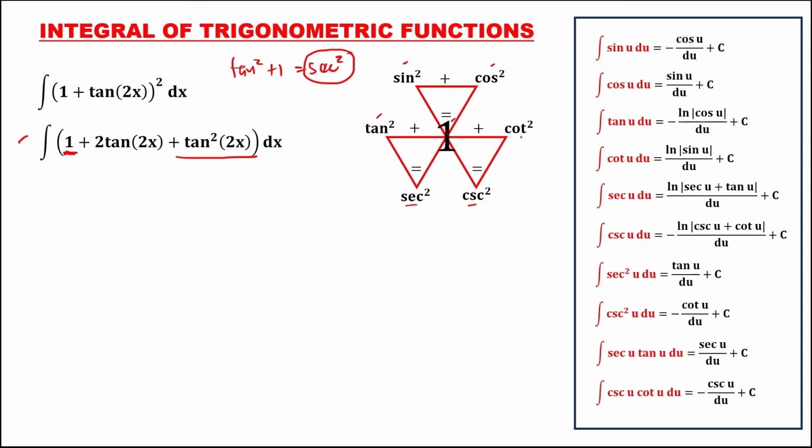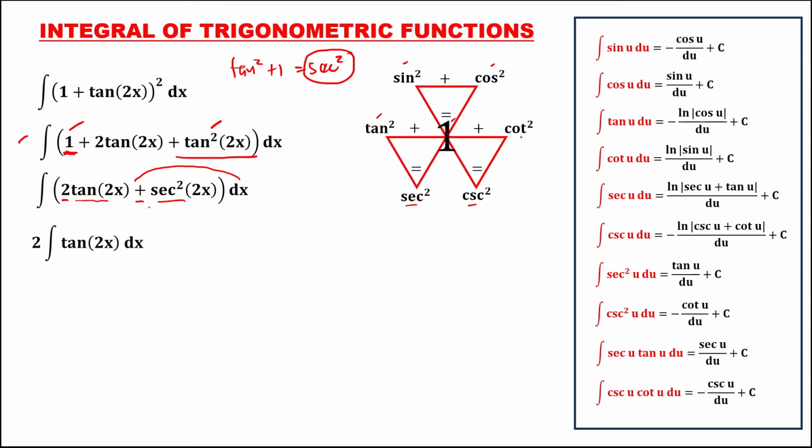equal to secant squared. So we can rewrite this as the integral of 2 tangent 2x plus secant squared 2x times the dx. Then we need to integrate every term. So put this constant outside. We have the integral of tangent 2x times the dx, then plus the integral of secant squared 2x times the dx.